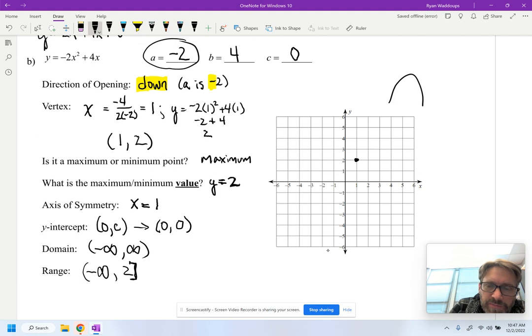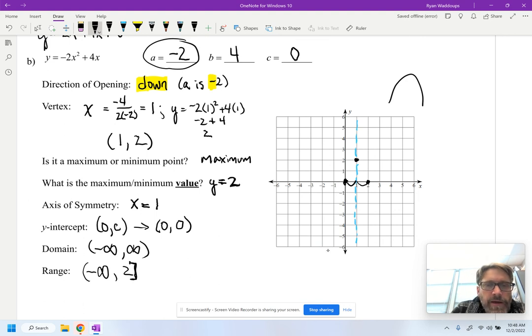I know that the place where it crosses the y-axis is at 0, 0. And I know the axis of symmetry, again, axis of symmetry is not technically part of the graph, but it helps us to graph it, because I see here that this is 1 unit away from the axis of symmetry, so 1 unit on the other side, we have another point.